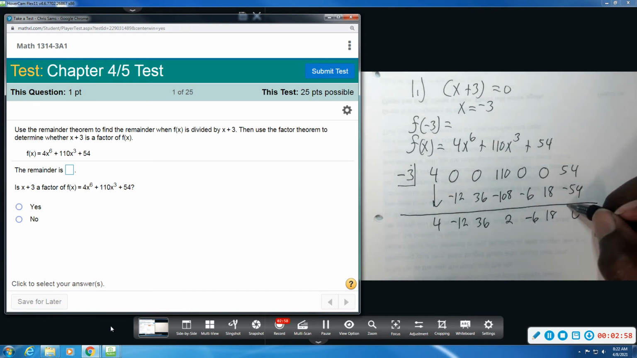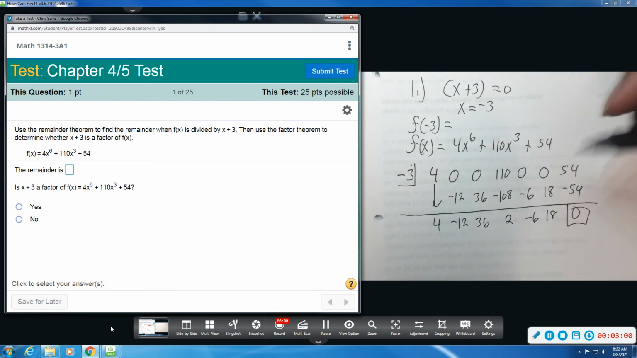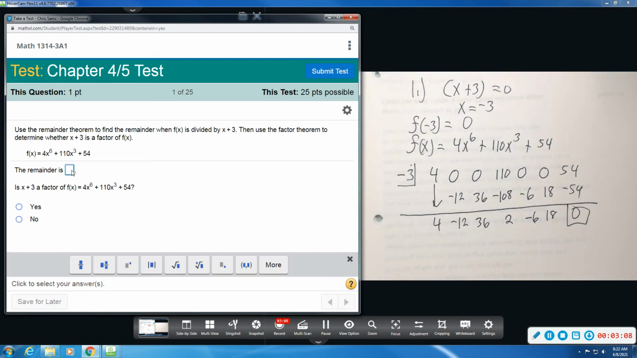Combine, we get 0. So this is the answer that you would get if you plugged in negative 3 as well. And that being the case, the remainder is 0. And since the remainder is 0, that means that x plus 3 is a factor.